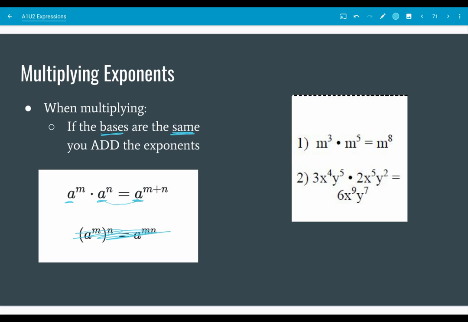Okay, so if we look at our examples, if we have m to the third times m to the fifth, the bases are the same, and then we just add the exponents, 3 plus 5. Same is true if you have a bunch of exponents multiplied. X is the same as x, so you add its exponents. Y is the same as y, so you add its exponents.